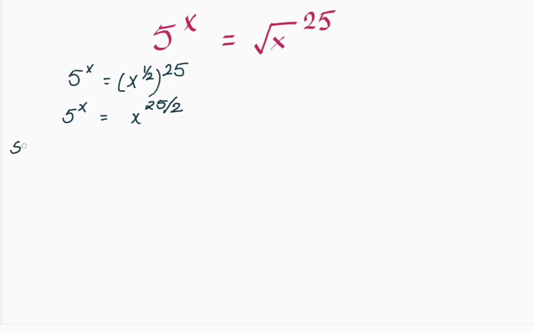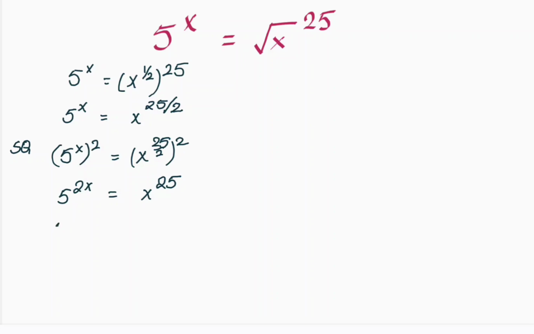Now let's square both the sides. So this will become (5^x)^2 equal to (x^(25/2))^2. We have 5 raised to the power 2x as x raised to the power 25.